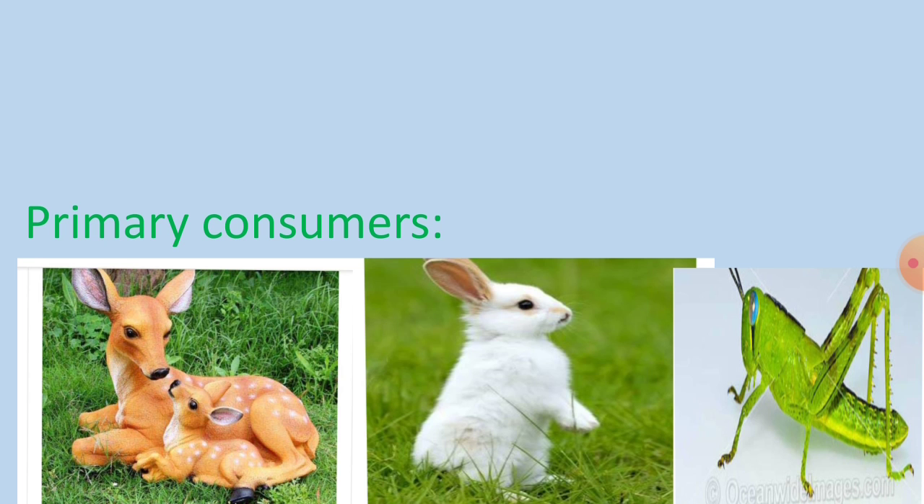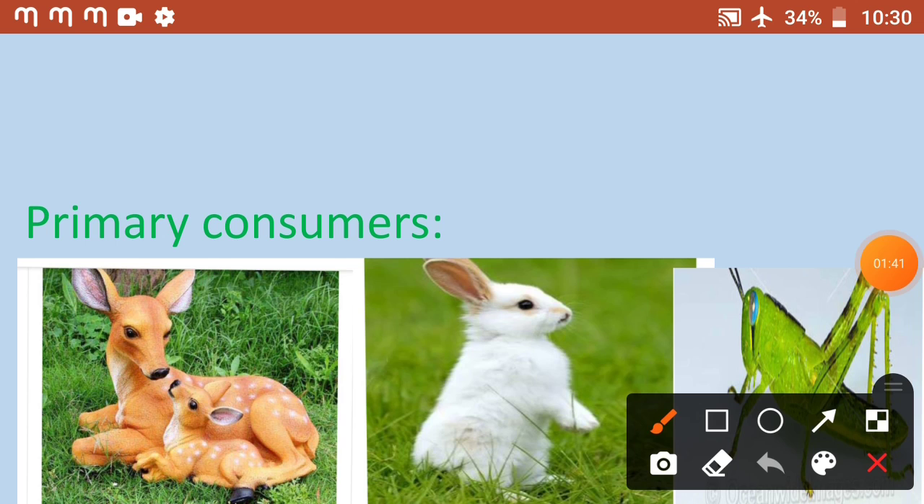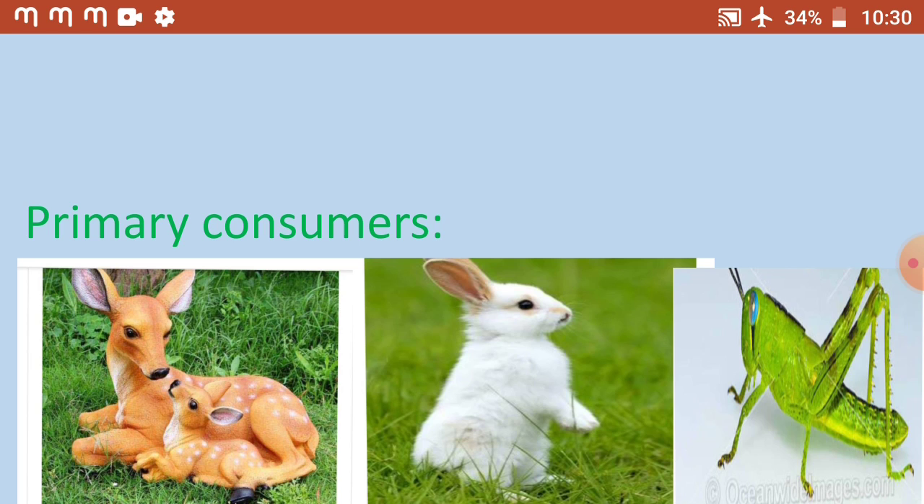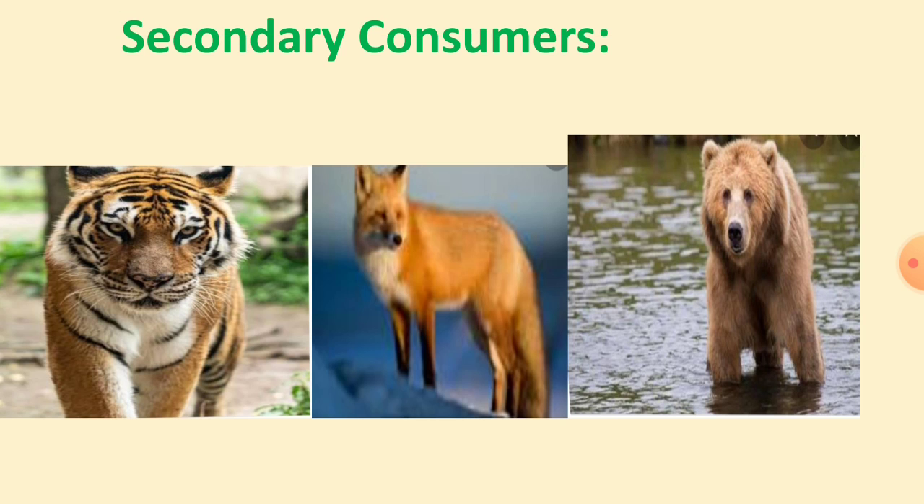Primary consumers. Examples are deer, rabbit, grasshopper. Consumers who depend on producers, that is green plants, for food are called primary consumers. They are also called herbivores. They are plant eaters.